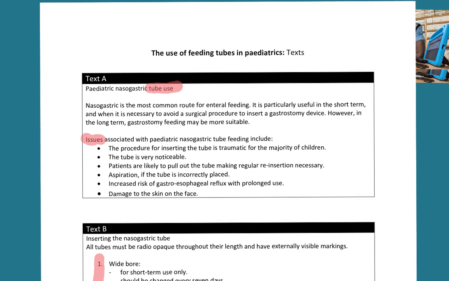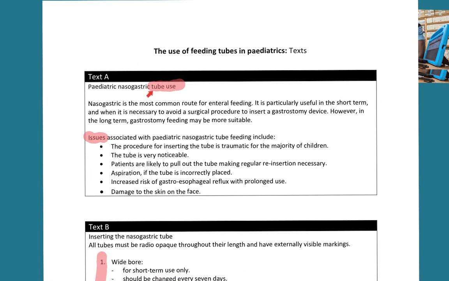In text A, now we are not too convinced about the information, so we look for the answer, alternative form of feeding. Okay, so nasogastric is the most common route for enteral feeding. It is particularly useful in the short term and when it is necessary to avoid a surgical procedure to insert a gastrostomy device. However, in the long term, gastrostomy feeding may be more suitable, so more appropriate, more suitable, which has been paraphrased. Then, what is next over here?